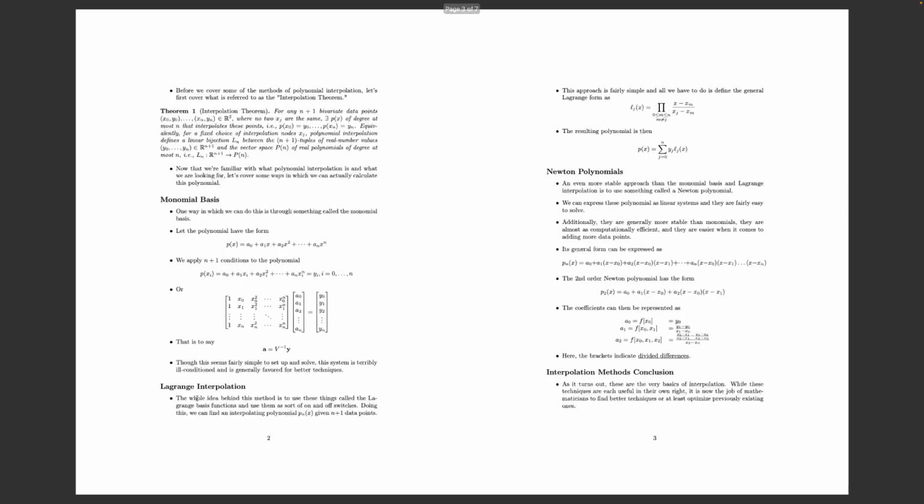So I don't know if I want to talk about Newton polynomials first or this first. I guess I put this first, so we'll talk about this first.